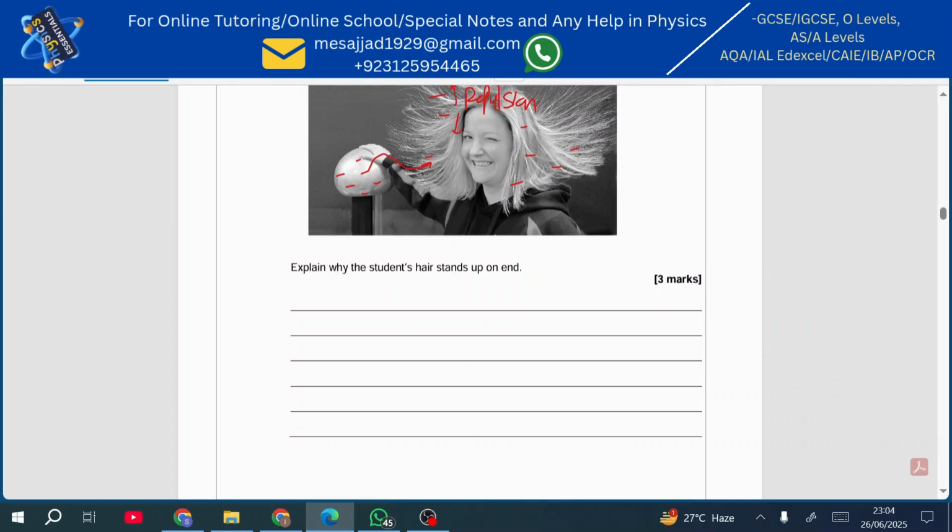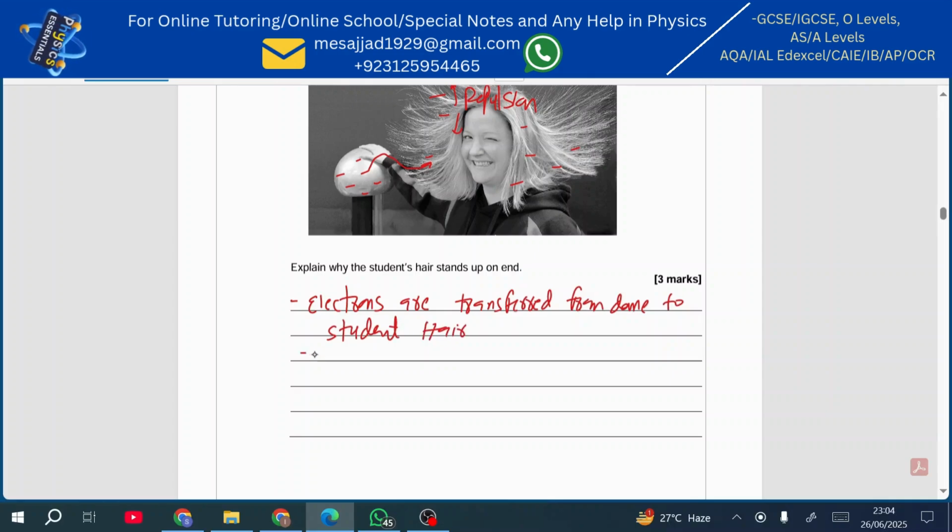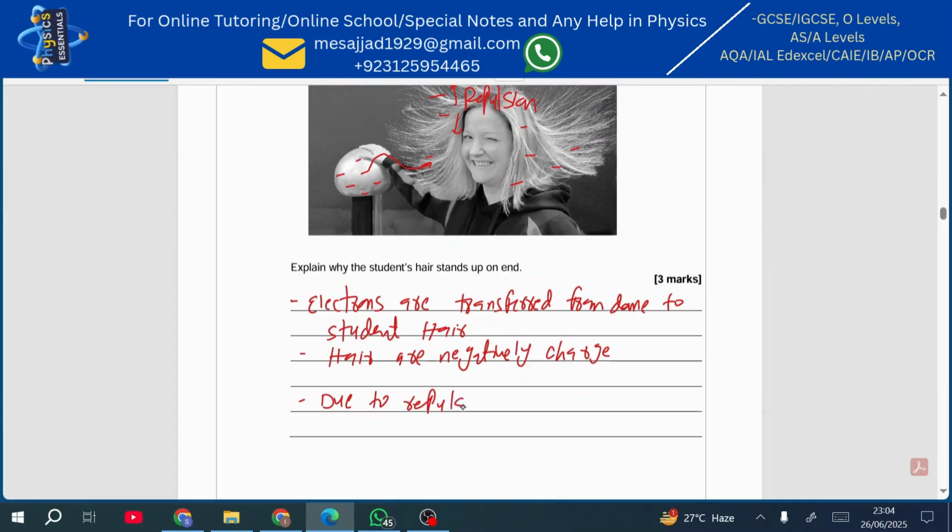So you can say that electrons are transferred from the dome to the hair of the student. The hair is negatively charged also, and due to repulsion between the negative charges in the hair and the negative charges coming from the dome, the student's hair becomes like that, like shown in the picture.